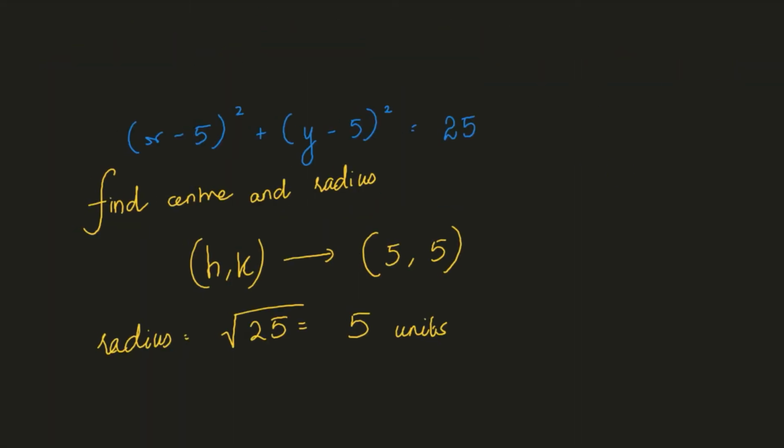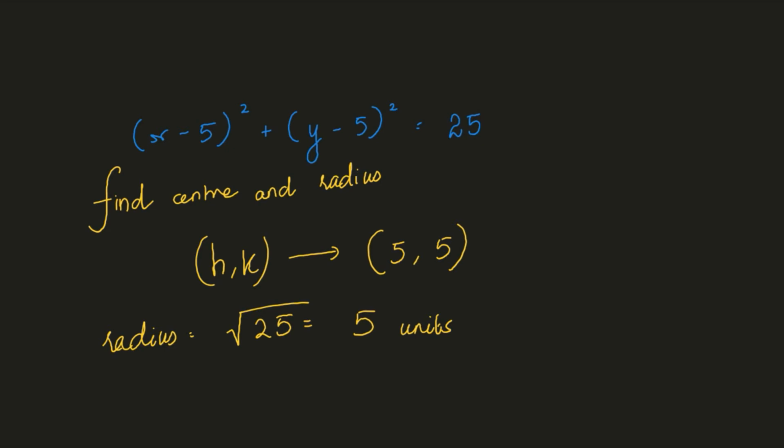Here we have another example. Here we have this equation (x minus 5) whole square plus (y minus 5) whole square equals 25. So simply we know that according to the general equation, we can find the center of the circle as (5, 5), and the radius, remember in the equation this number 25 is basically the square of the radius, because the radius is squared in the equation, so the radius is going to be the root of 25, and this will give you 5 units.